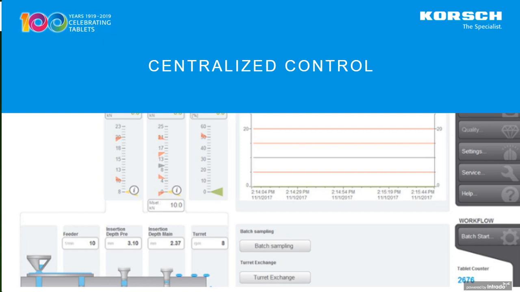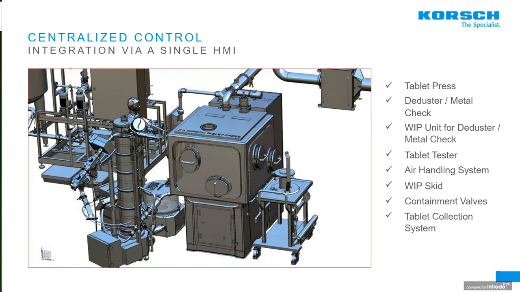So a critical consideration and maybe the biggest advantage of a turnkey system is to ensure central control. What that means is that all the functions for the press, the peripherals, the WIP unit, tablet tester, air handling system, WIP skid, containment valves, that is all being controlled through a single HMI. That means integrated electronic audit trails, event logs, alarm history, product recipes, the integrated WIP sequence, so that the WIP recipe is executed and that all peripheral devices are managed in the same way, so the WIP recipe can be executed correctly.